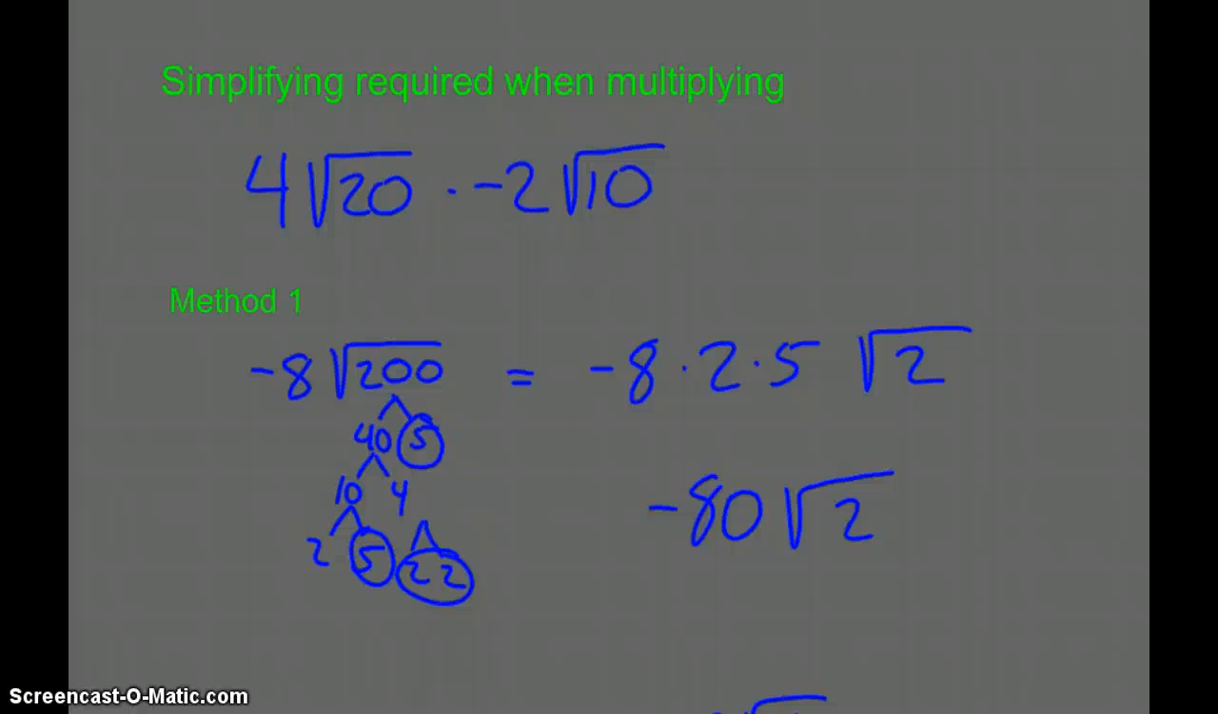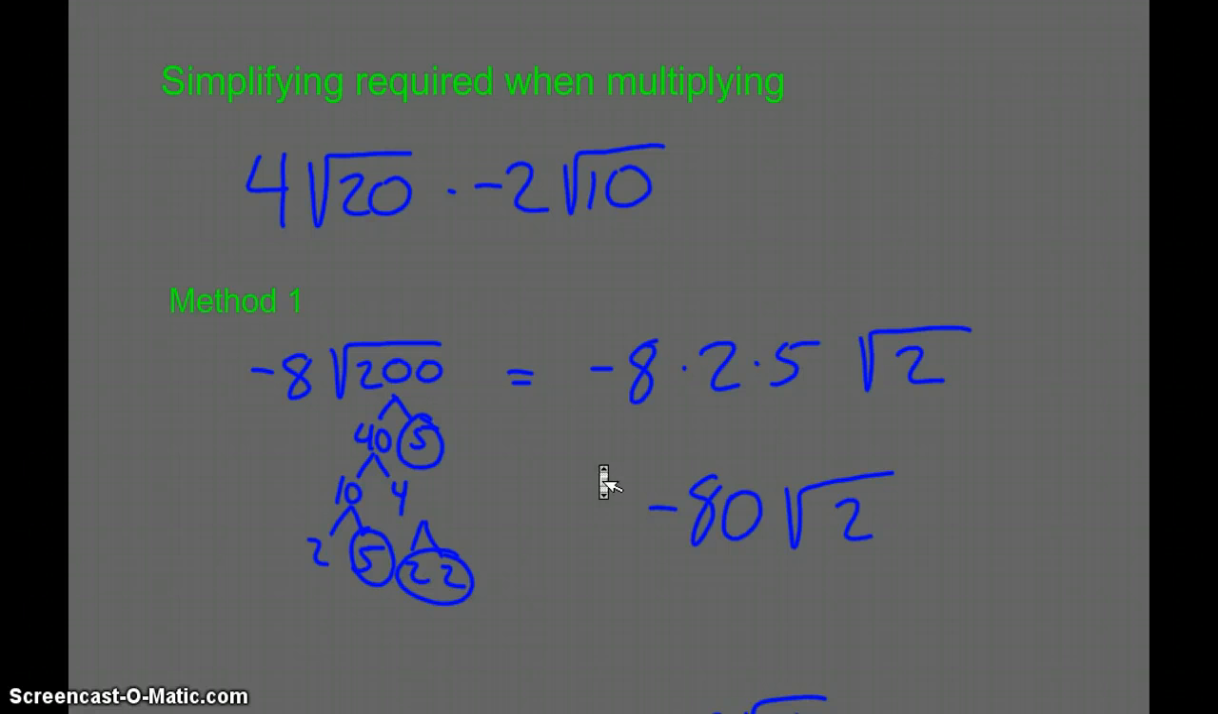So if we have this example, 4 radical 20 times negative 2 radical 10, I can do what we did on the previous screen and just multiply the outsides, giving me negative 8, and multiply the insides, giving me radical 200. Then I do my factor tree on 200, and I see I have a pair of 5s and a pair of 2s. So I pull the 2 and the 5 out front, and the lonely 2 stays inside. Therefore, my answer becomes negative 80 times the radical 2. Some people like that method. Others prefer to think of it this way.